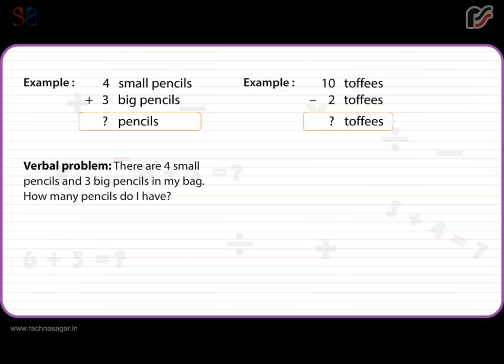Example. 10 toffees minus 2 toffees. Then how many toffees are left? Verbal problem. I bought 10 toffees. I ate up 2. How many toffees are left?